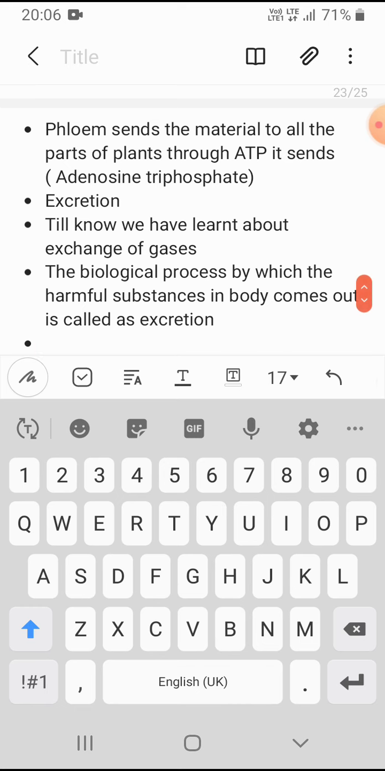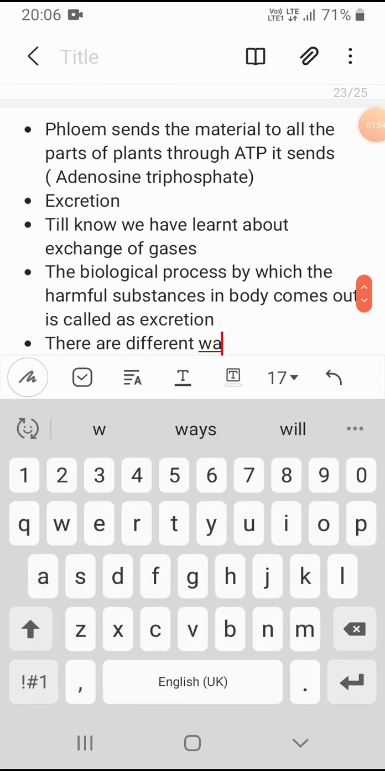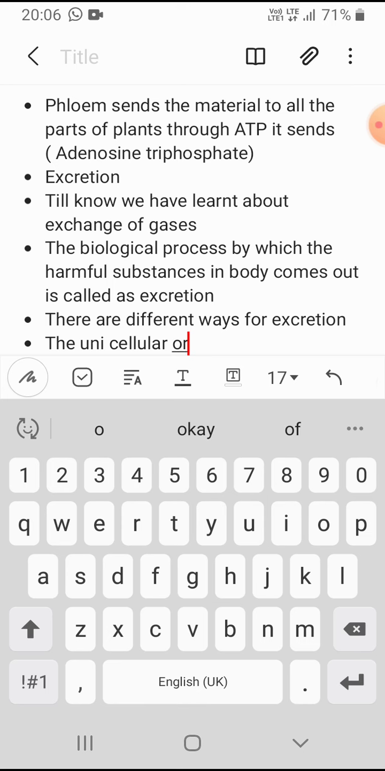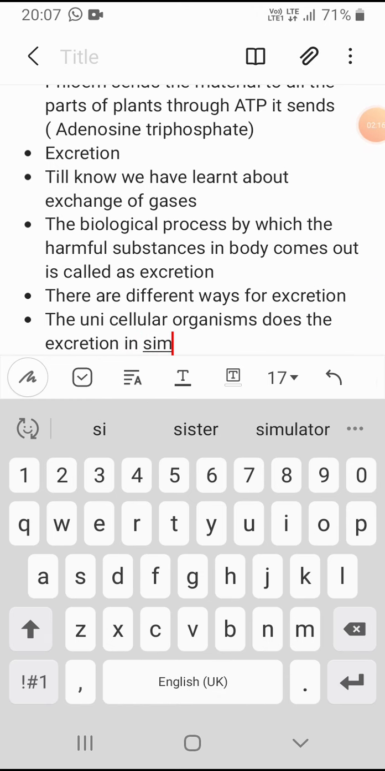And ATP, you have ATP. They may ask this for 1 mark. Adenosine triphosphate, ATP, they may ask. So there are different ways for excretion. The unicellular organisms do the excretion by simple diffusion, or simply, very easily.